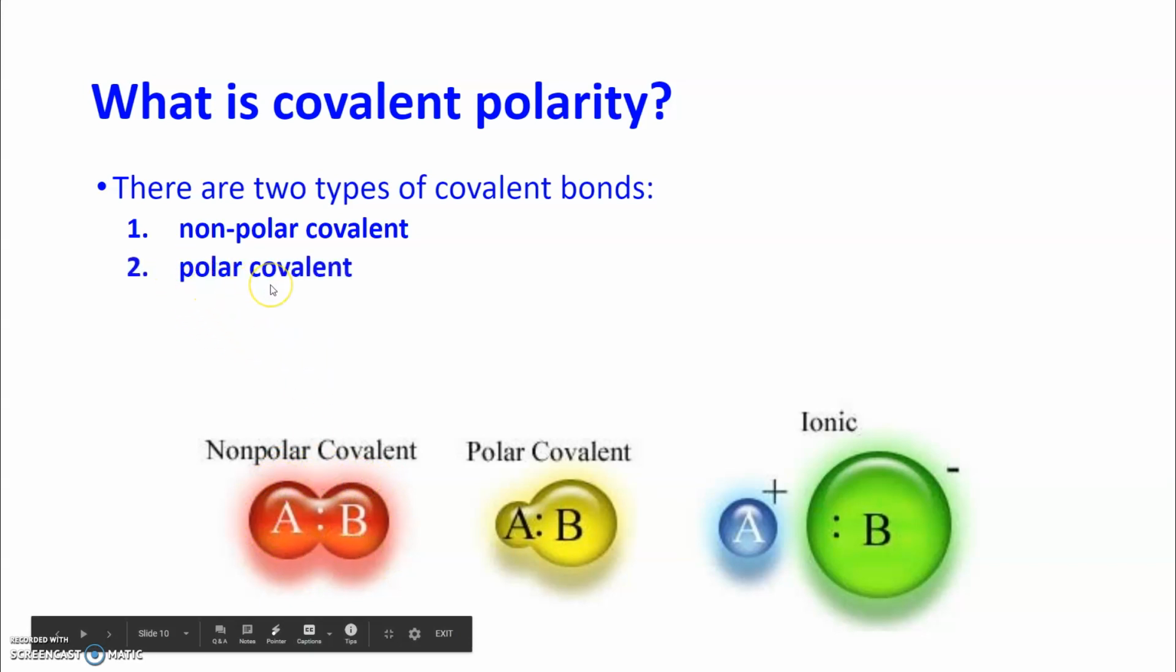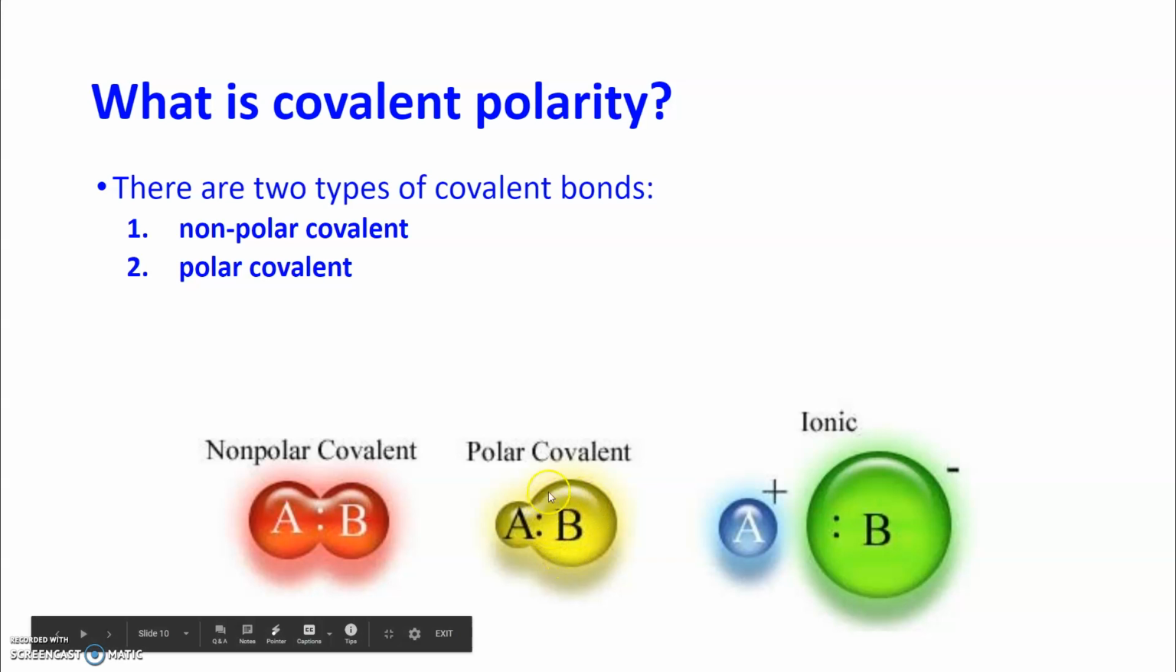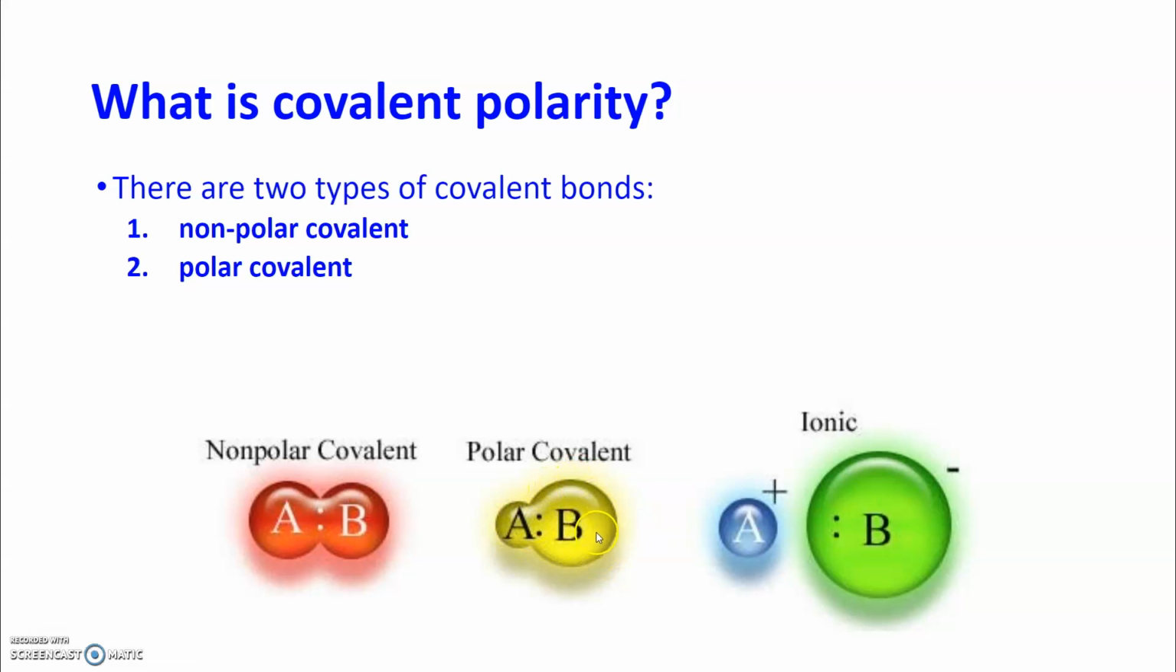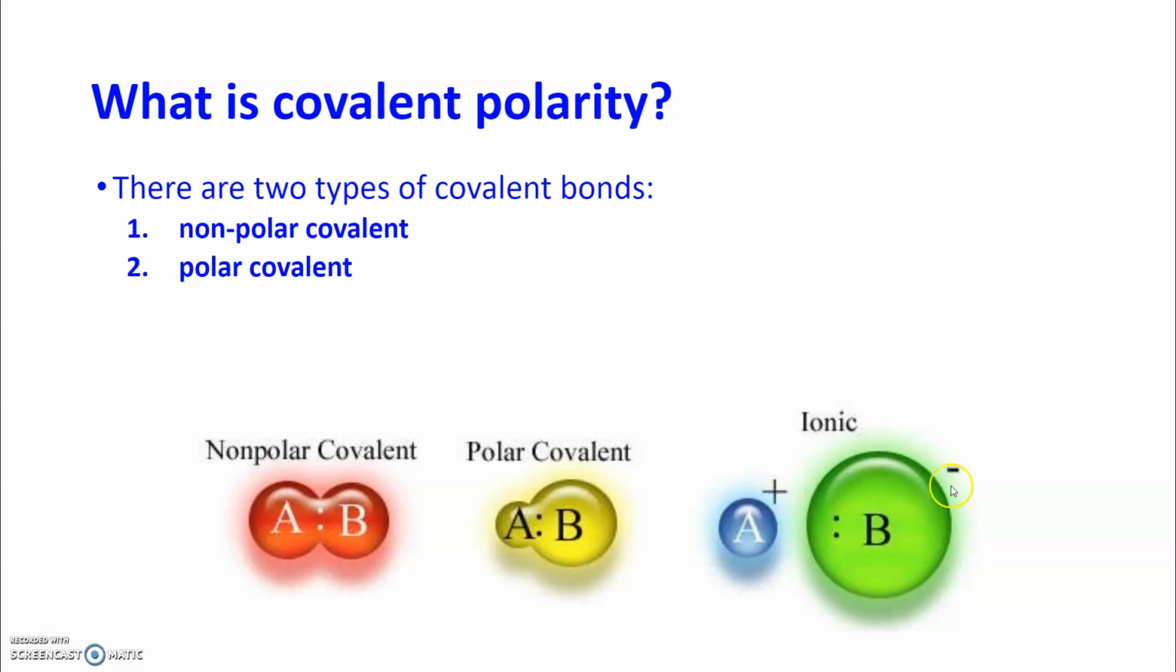The second situation would be polar covalent. You can see here A is sharing electrons with B, but B is more electronegative, so it can pull more of the electron cloud onto its side, and so it ends up being kind of lopsided. Then the last scenario would be that B is so much stronger than A that it just takes the electron and gets a negative charge, and A gets a positive charge.